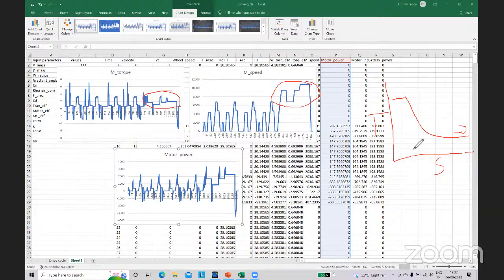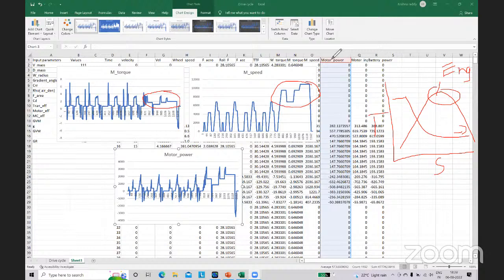The engine is completely different. Initially it gives low torque, then in the mid-range of speed it gives higher torque, and later at higher speeds the torque decreases again. That is with respect to the engine. That's why we use multiple gear ratios.